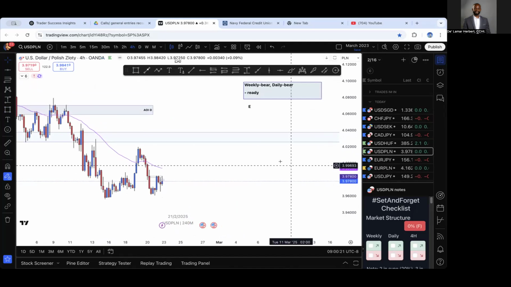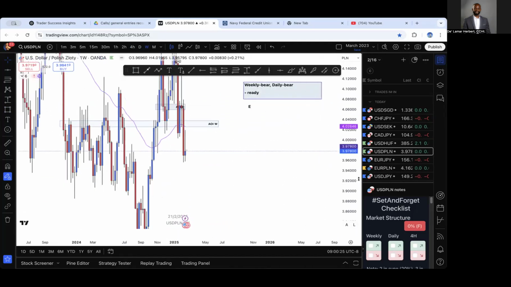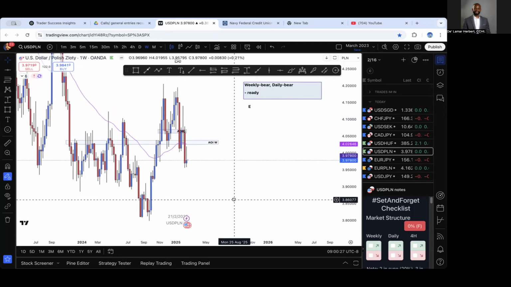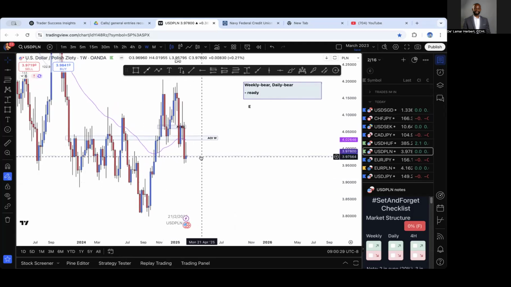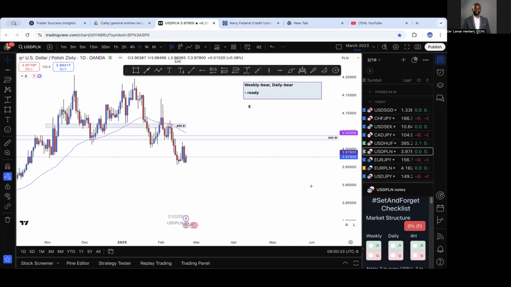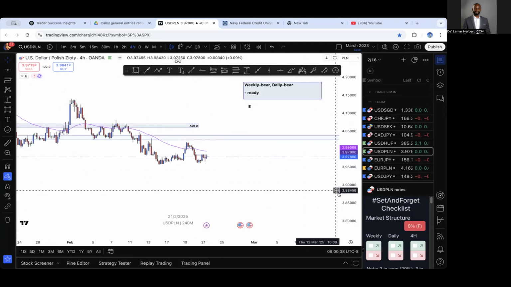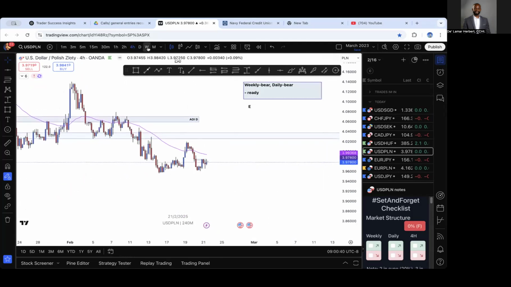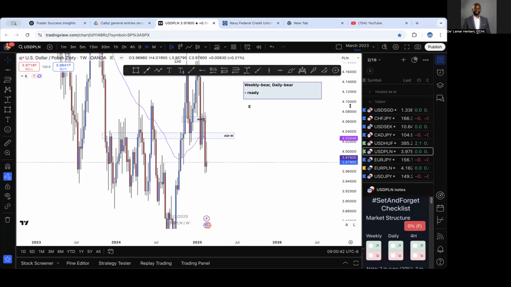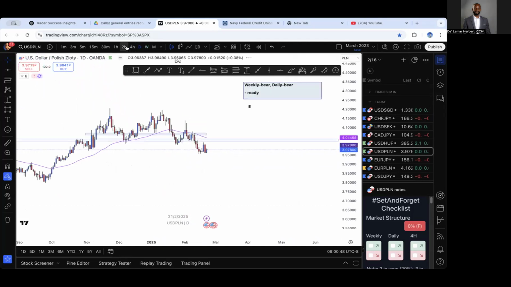Okay, USD PLN, weekly is bearish. We're at the lower low. Daily is bearish, and 4-hour is bearish as well. But we are at the lower low right now, although we're in sync. I think this is a little bit more ready though, because we have all time frames in sync. We're at the lower low though, right?